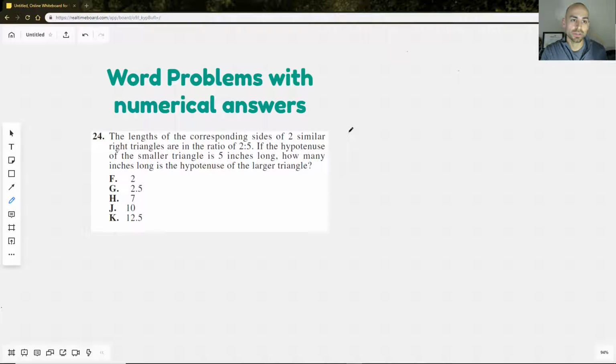that has answer choices that are simply numbers. Let's get to it. 24, so this is in the first 30, so it's a relatively easy question according to the ACT. So as long as you don't get confused on the wording, you should be fine here.